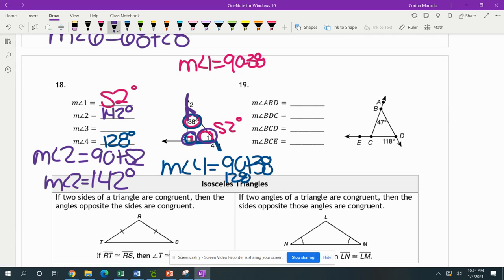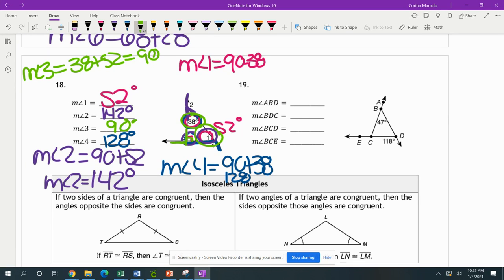Okay, and last is the angle 3. So angle 3 is on this outside right here. This is angle 3. We don't know what it is. Now this 90-degree angle is side by side with the angle 3. So then you need to add the two opposite ones, which would be 38 and 52. So to find the measure of angle 3, we're going to have to add 38 plus 52, which gives us 90.